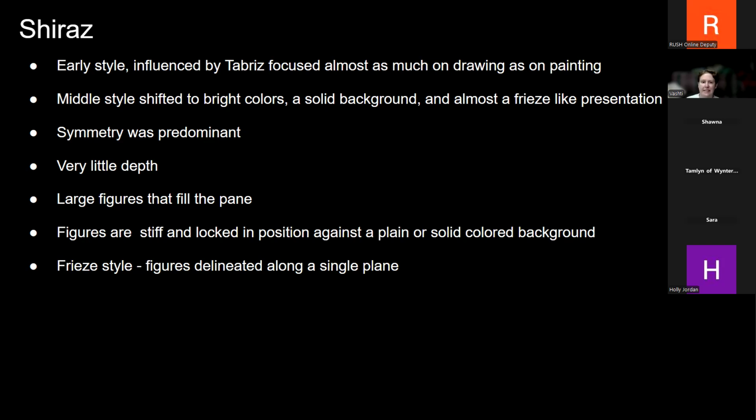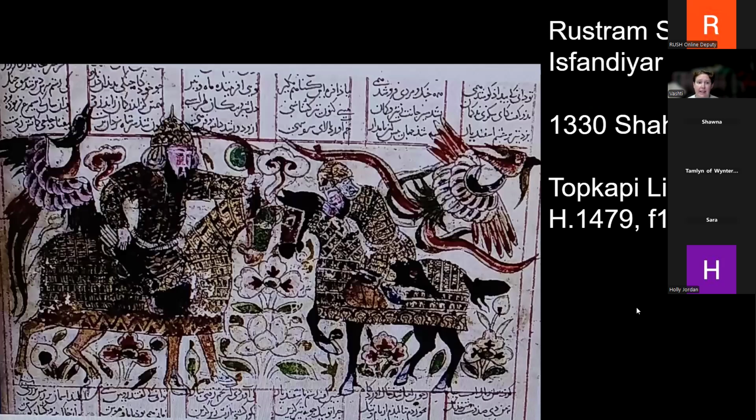And we start to see either a plain solid color background, and we see figures that are really stiff and locked in position. Something kind of like this. So again, we still have a boundary box happening. We have a little bit happening with breaking the boundary box where some of the things at the edges will cross that line, but it's a very horizontal arrangement.